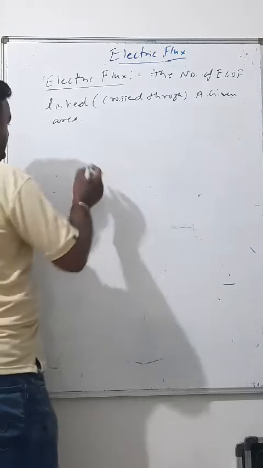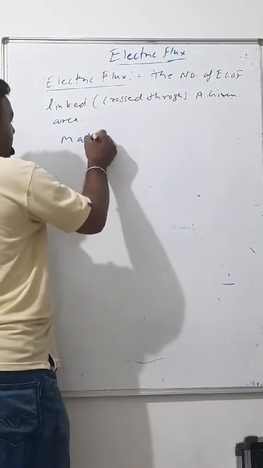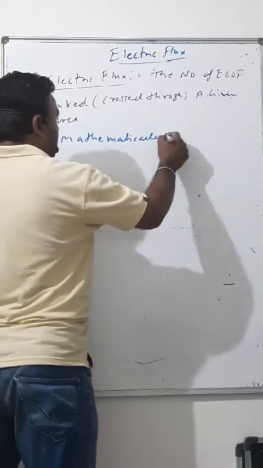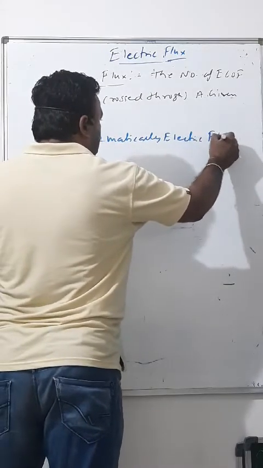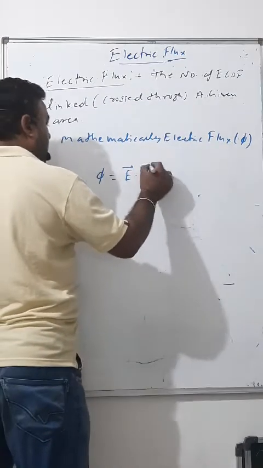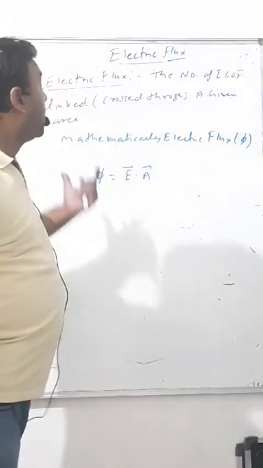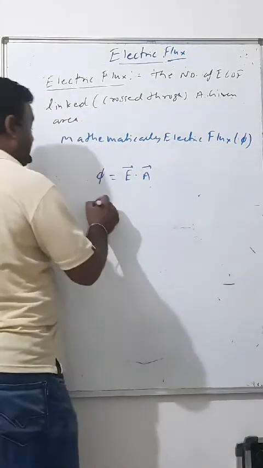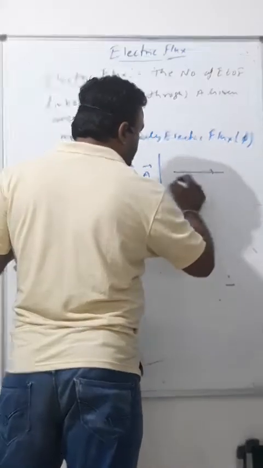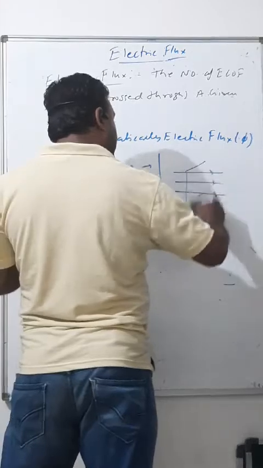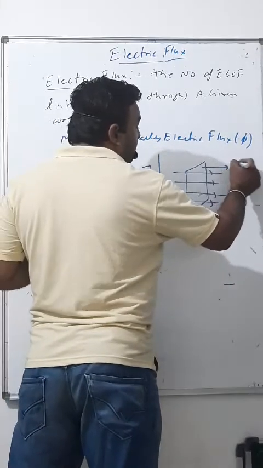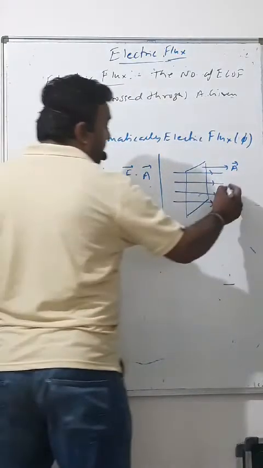Now, I define the mathematical definition. Mathematically, electric flux phi equals E dot A is the mathematical definition. I'll explain why it is taken. Then this phi equals EA cos theta. Look here. The lines of force are here in this direction. I place an area in this way. Then area is a vector having direction perpendicular to the plane of area. Electric field has this direction.